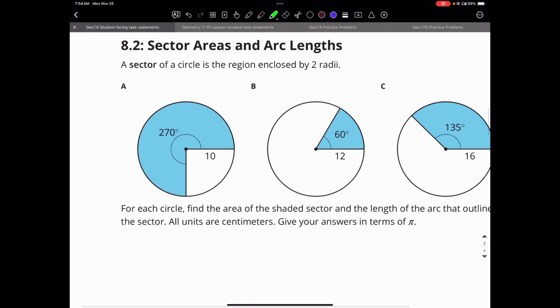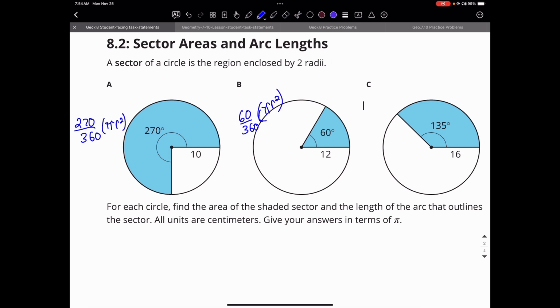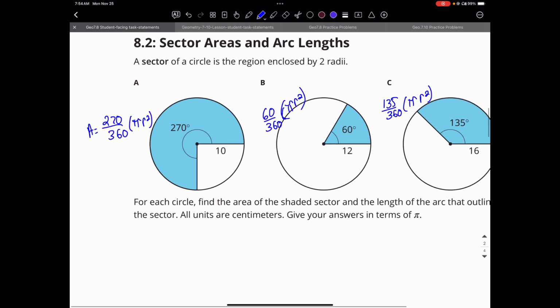So first things first, I'm just going to look at these and I'm going to write. So this is 270 over 360 times pi radius squared. This one would be 60 over 360 times pi radius squared. And then this last one would be 135 over 360 pi radius squared. So those are going to be the area of each, right? So the area of each sector.